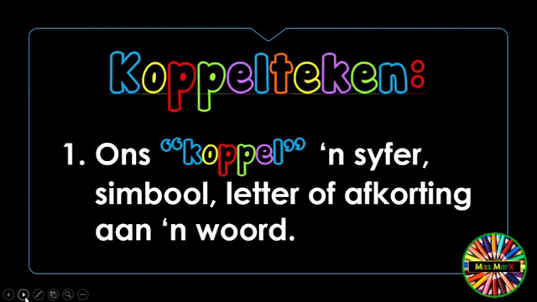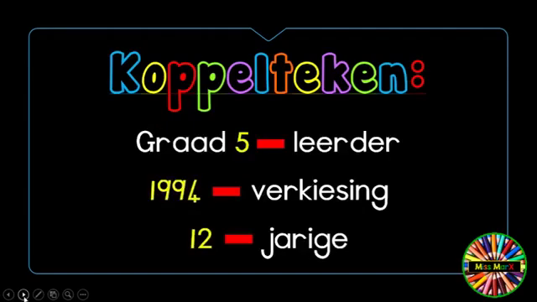Ons eerste reël is, ons koppel 'n syfer, 'n simbool, 'n letter of 'n afkorting aan 'n woord. Our first rule says that we connect or join a number, a symbol, a letter or abbreviation to a word. Kom ons kyk hoe lyk dit. Let's take a look at this rule. Hier is 3 voorbeelde van hoe ons 'n syfer aan 'n woord koppel. Here are 3 examples of how we connect a number to a word.